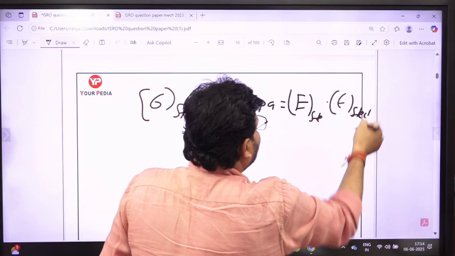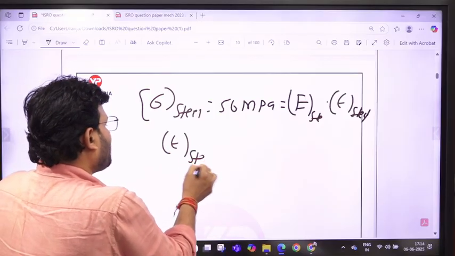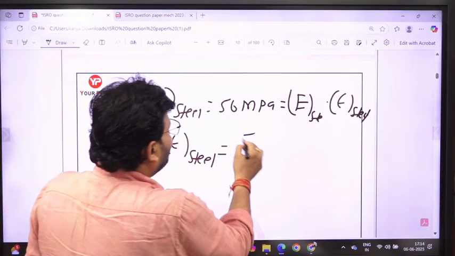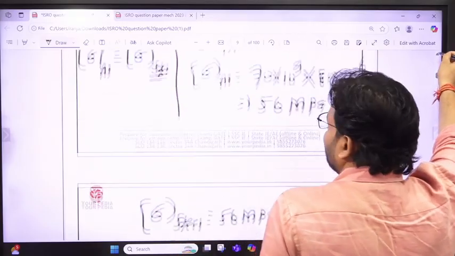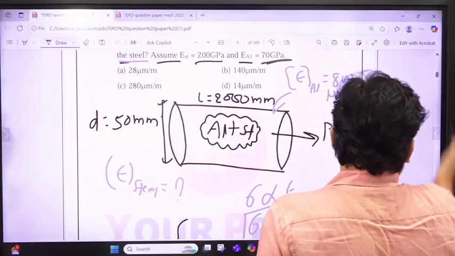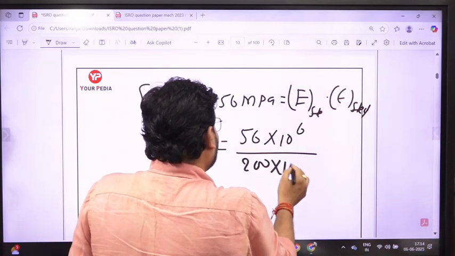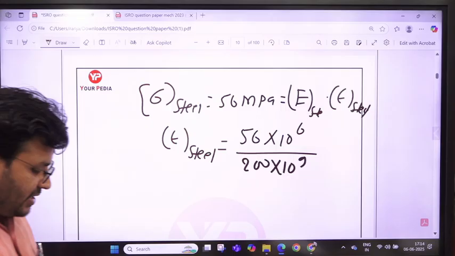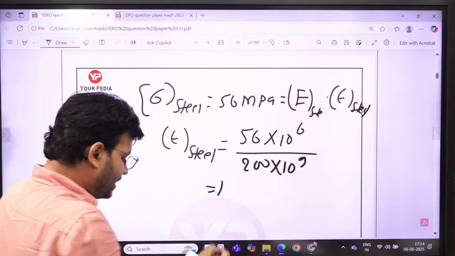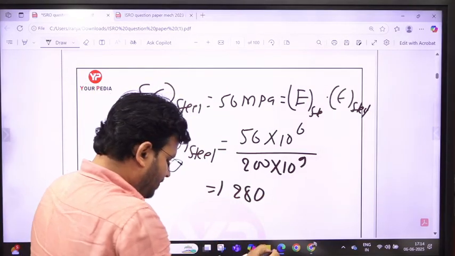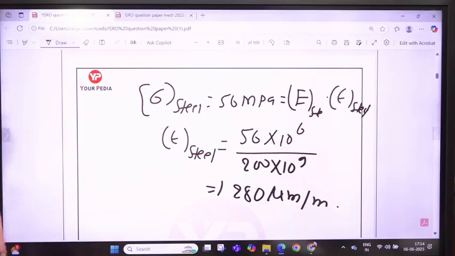I have to calculate epsilon of the steel, the strain of the steel. It will be 56 into 10 to the power 6 upon E of steel. E of steel is given how much, my dear friends? 200 gigapascal. Just put the value 200 into 10 to the power 9. By solving that, this is coming out to be 280 micrometer per meter. So it was an easy question.